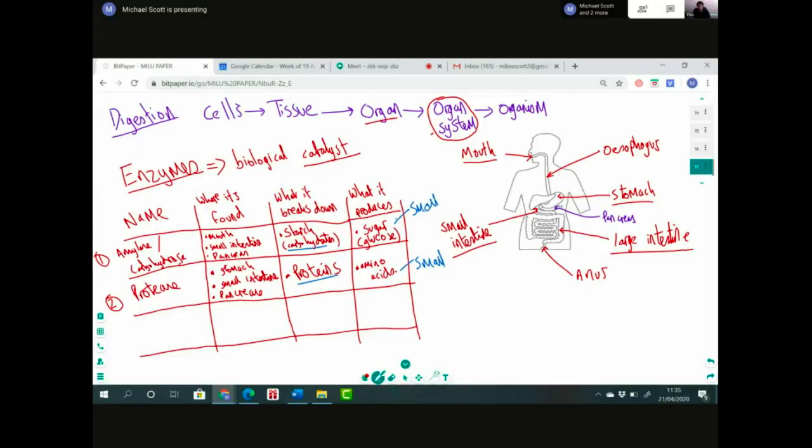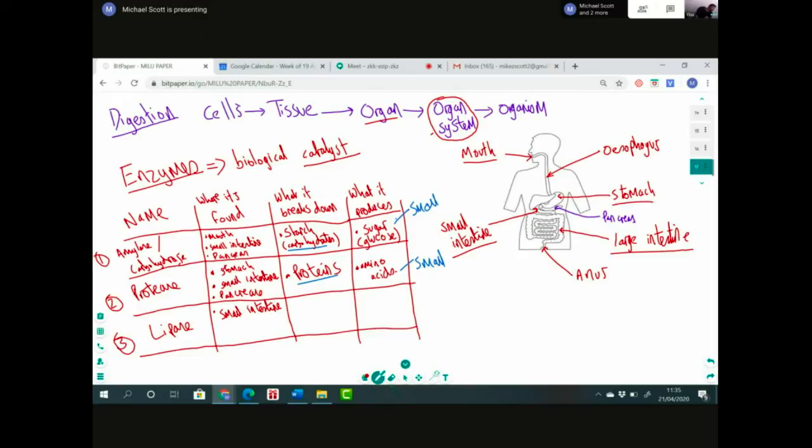So our final one is lipase. And lipase is another enzyme that is found in the body. And again, it breaks down a different food group. You need to know where we find lipase. So lipase is typically found in the small intestine.